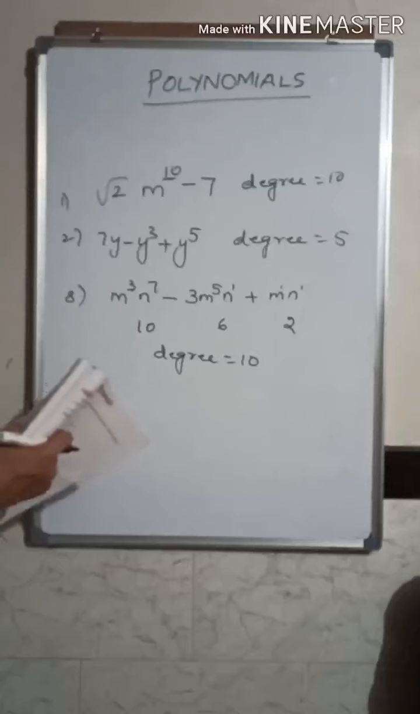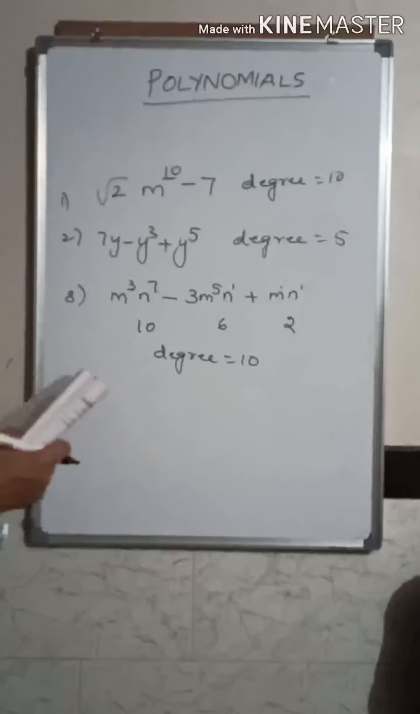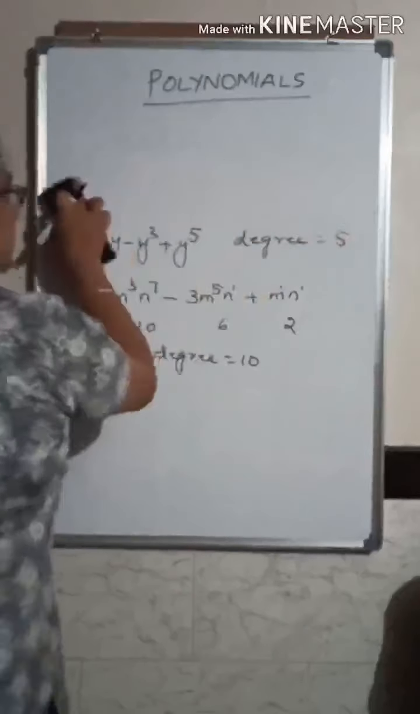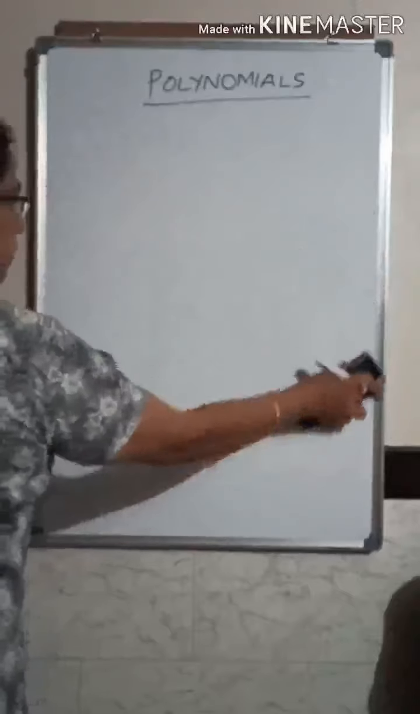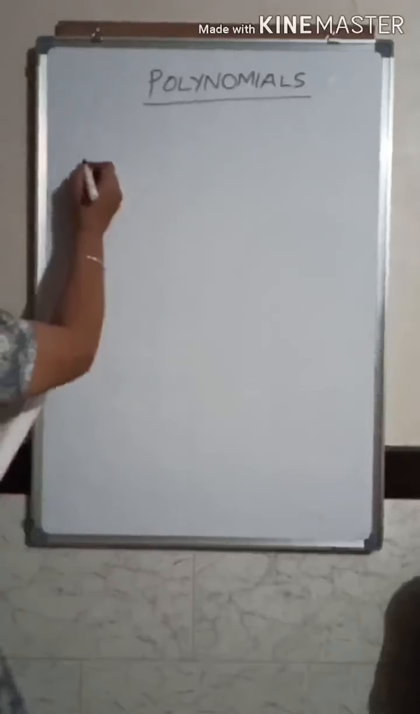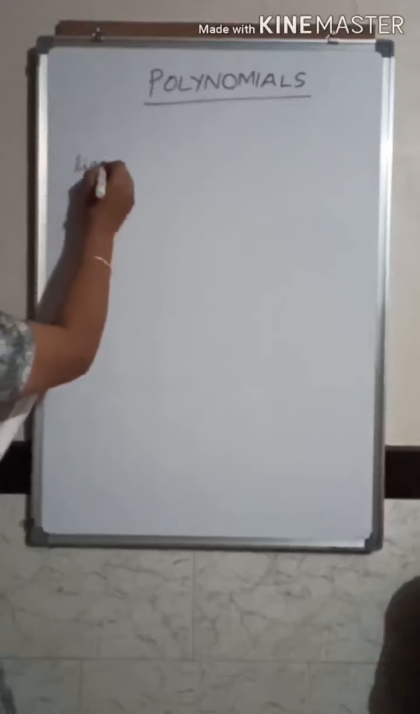The next, fifth one: classify the following polynomials as linear, quadratic and cubic. For a linear polynomial, the degree of the polynomial is 1. If the degree is 2, it is called quadratic, and if the degree is 3, it is called cubic. Here a few problems are given and you have been asked to classify them. So here you can make 3 columns. First you can write linear.